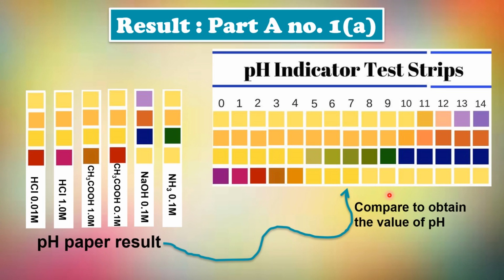Alright, so this is the result for part A, number 1A. For this part, you have to use pH paper to determine the pH of this solution. This is the result, and then you have to compare with the pH indicator test strip and write what the pH values are. The number here refers to the pH values.